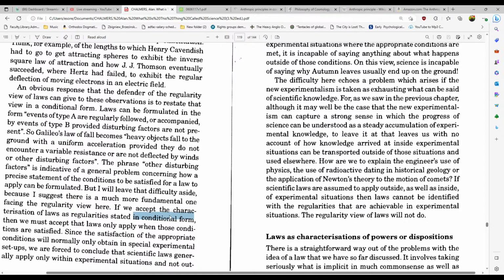Maybe the regularists with their regularity view of laws can get away with it. So we accept those laws only apply when those conditions are satisfied. That's what you'd be left at. Hear what I said. If we accept the characterization of laws as regularity stated in conditional form, then we must accept that laws only apply when those conditions are satisfied. So your question should be, when are they satisfied?